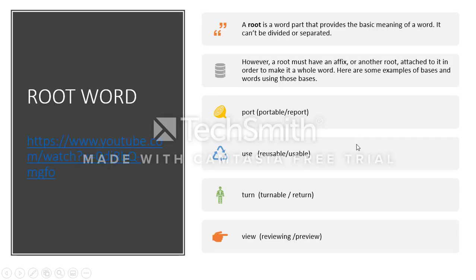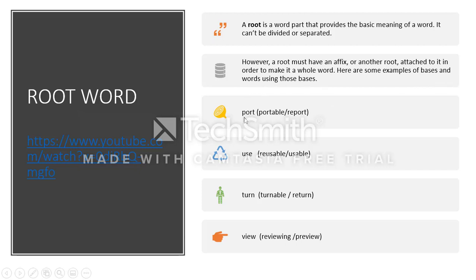As you see, there is a root word. A root is a word part that provides the basic meaning of a word. It cannot be divided or separated. Use, u, s, e. It can't be divided. However, a root must have an affix or another root attached to it in order to make it a whole word. Here are some examples of bases and words using those bases.